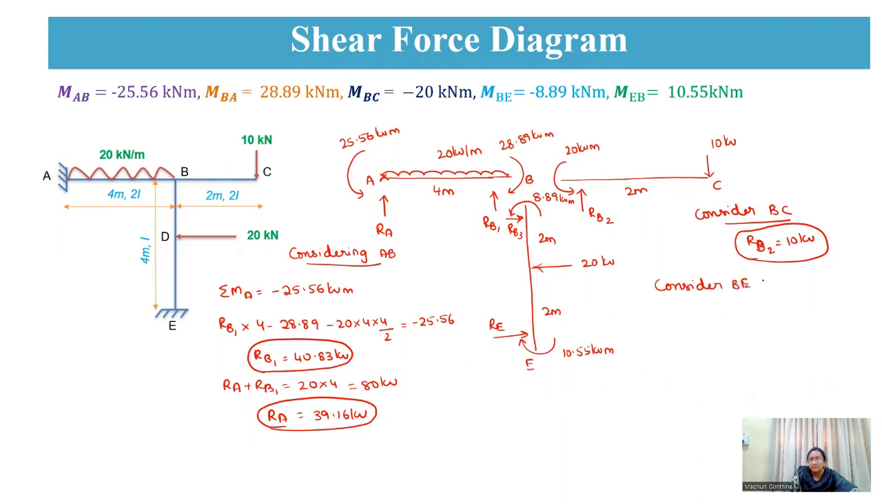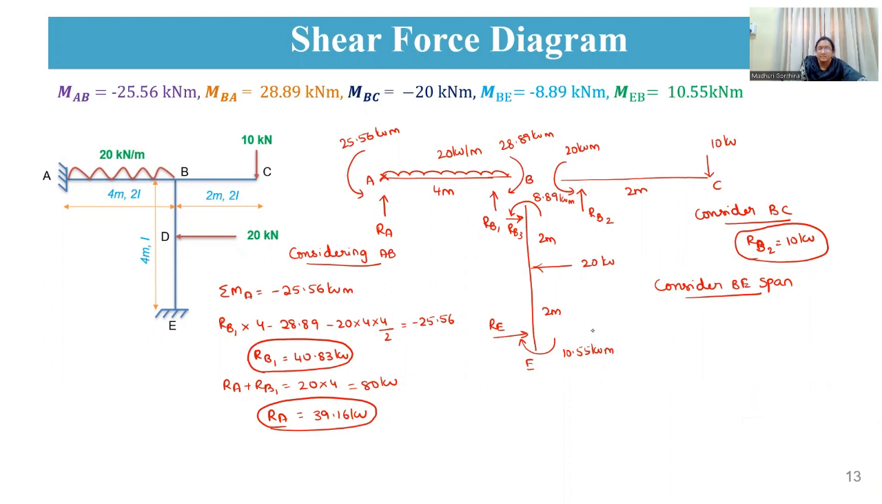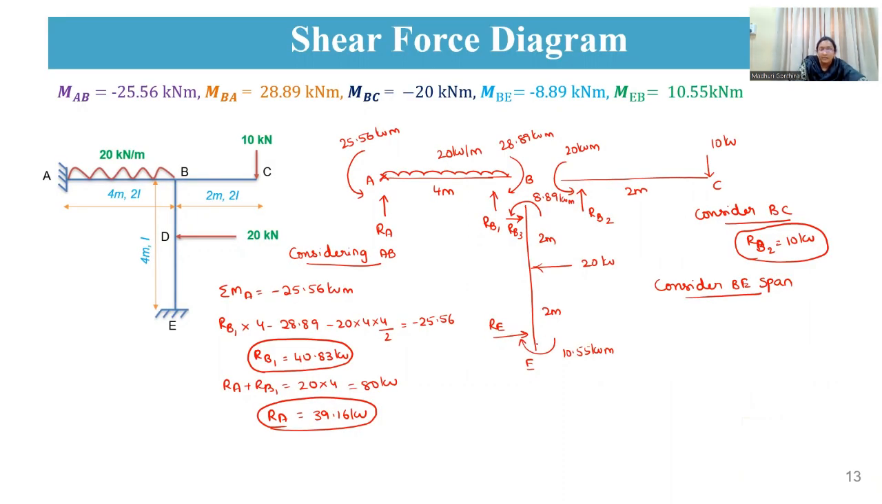Now consider BE span. So now consider your BE span. So considering that, I am taking moment about E. So therefore, moment about E will be equal to, okay, from this direction, from here, I am seeing like this. So moment about E will be equal to minus 10.55 kilonewton meter.